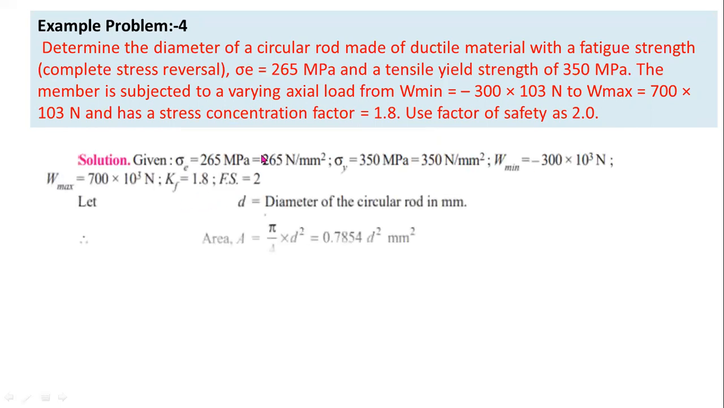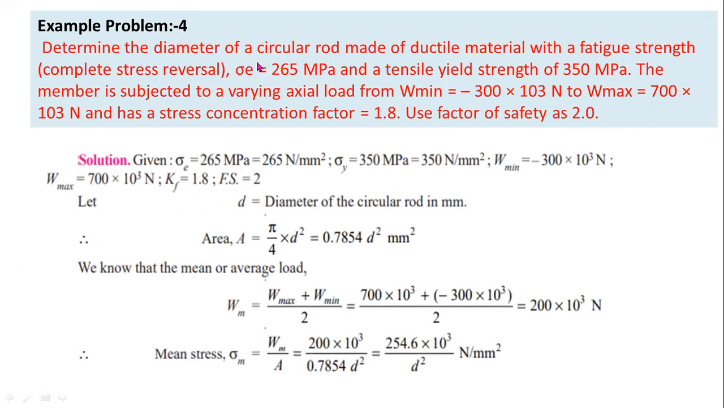From the given question, this is the endurance stress equal to 265 megapascal. 1 megapascal equals 1 newton per mm square. So 265 newton per mm square is the endurance stress. And sigma y is the yield strength or yield stress. Yield stress equals 350 megapascal. So 1 megapascal is 1 newton per mm square.